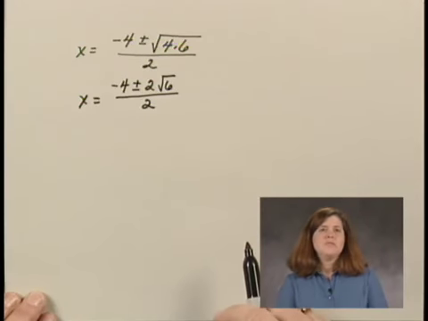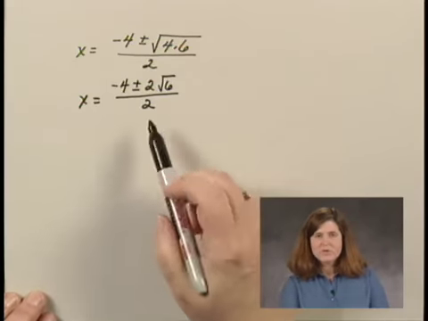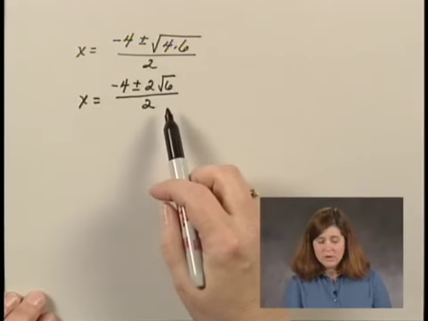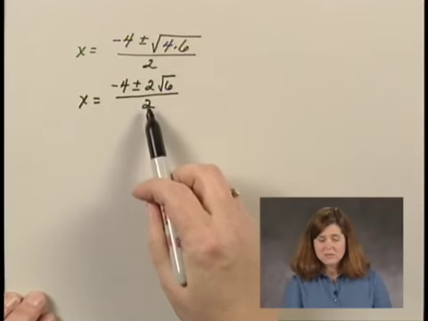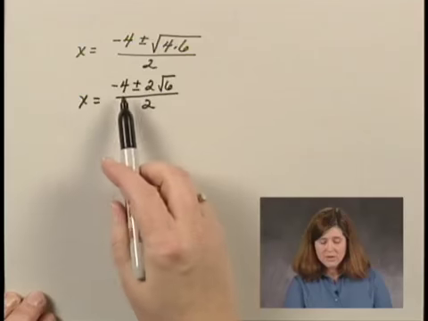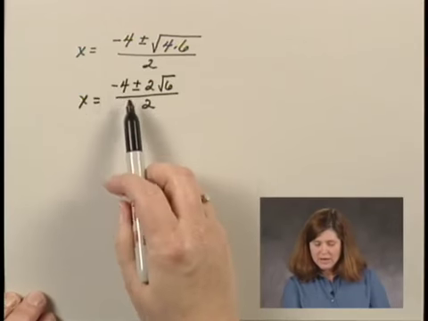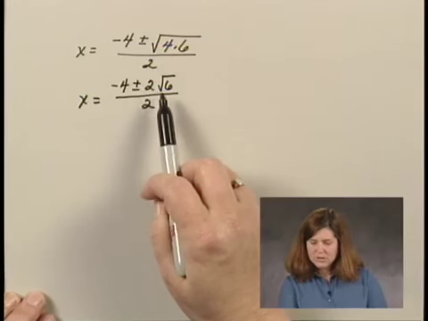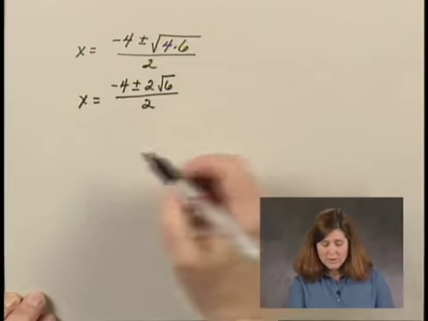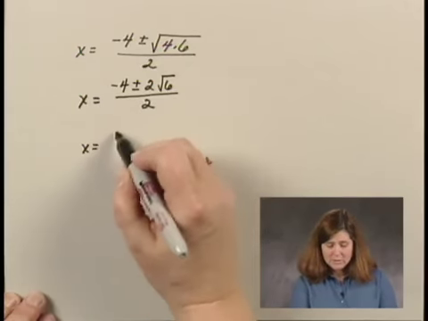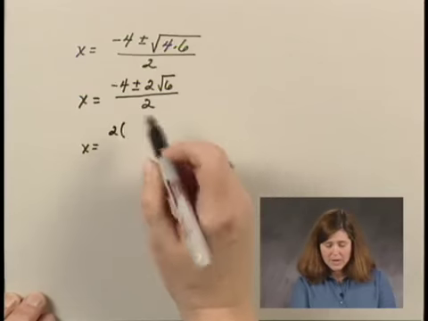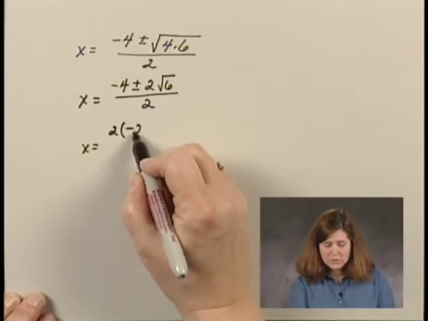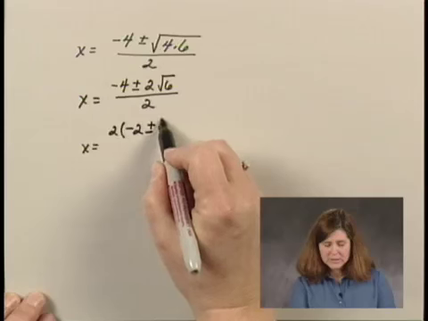Now this can be further simplified. In order to do this, we have to be able to factor the numerator. Don't try to cancel if you can't factor. I can factor a 2 out of the negative 4. I can factor a 2 out of 2 times the square root of 6. So I can write this as x equals 2 times negative 2 plus or minus the square root of 6.